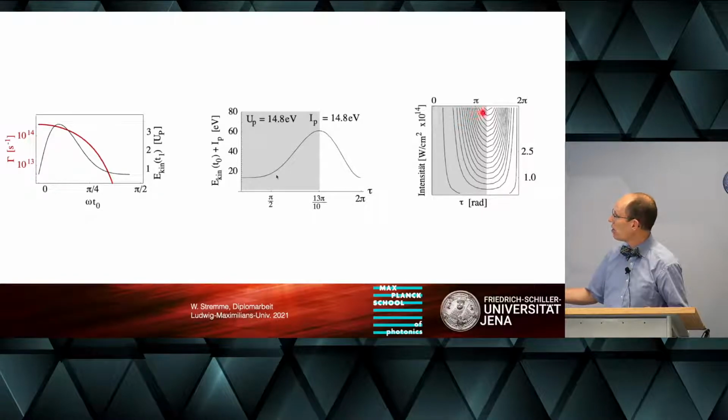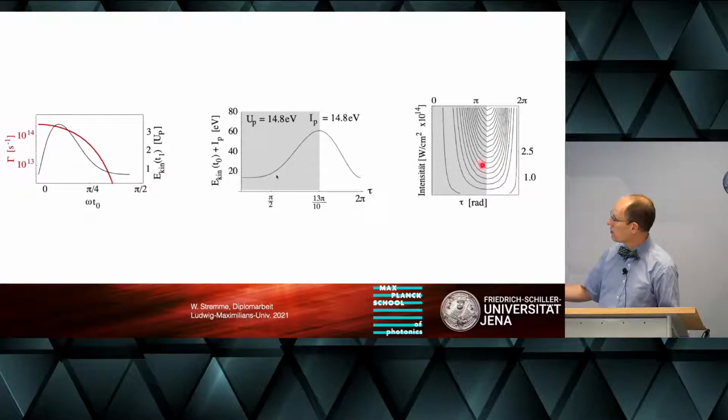The highest harmonics need the highest energy. So this is for a given harmonic, the intensity where the cutoff is. For higher intensities, you can produce this harmonic either with the short trajectory, so the smaller travel times, or with the long trajectory.